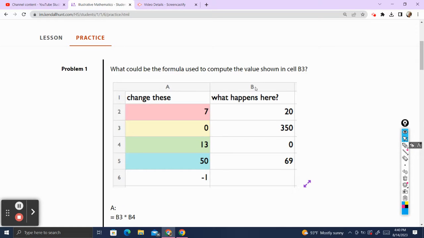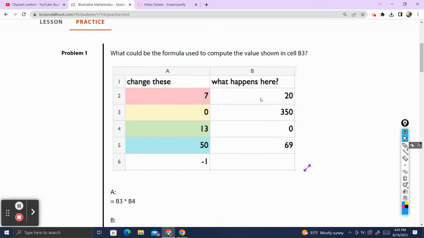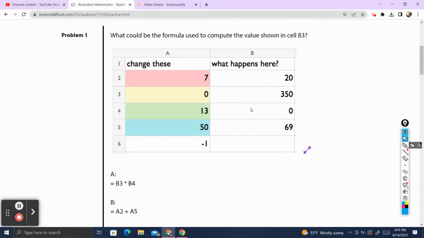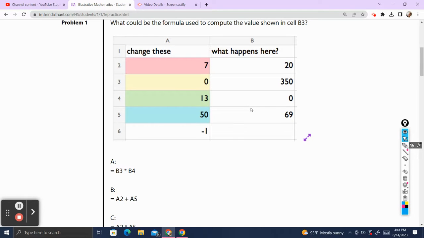Here's our column B. We're looking for what is the value that got us to 350. Now, before even getting started on this question, I want to make sure to look at my answer choices because the answer choices are going to kind of guide me to where I need to be. So let's go ahead and use our answer choices as a process of elimination.